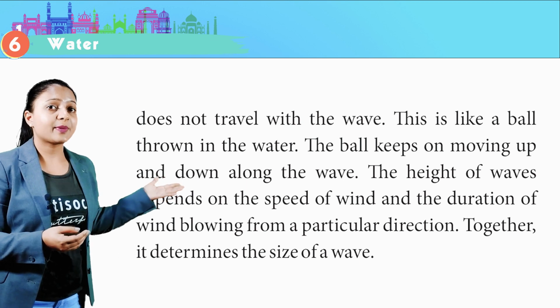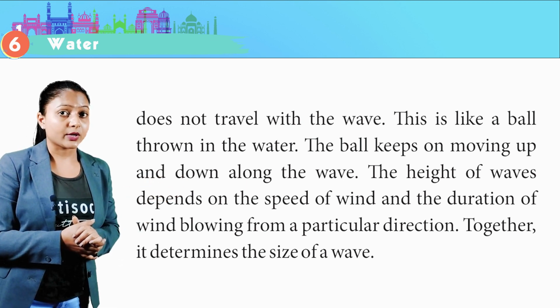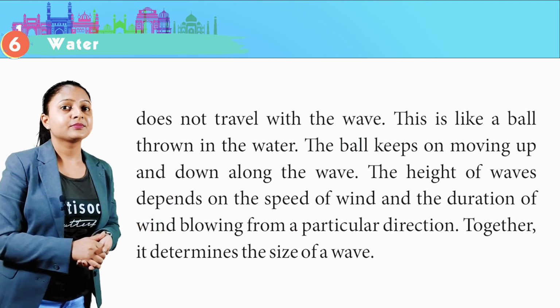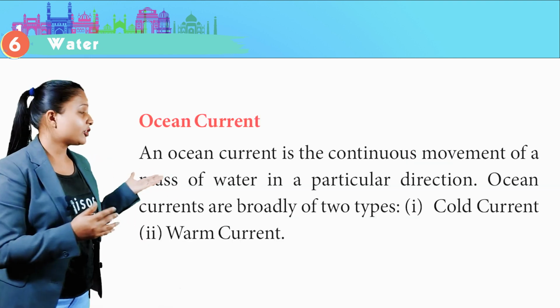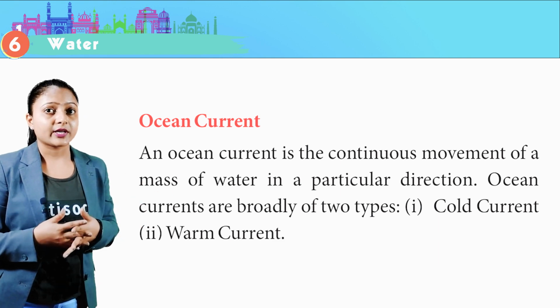The height of waves depends on the speed of wind and the duration of wind blowing from a particular direction. Together, it determines the size of a wave. This is a picture of a sea wave. Ocean current. An ocean current is the continuous movement of a mass of water in a particular direction.